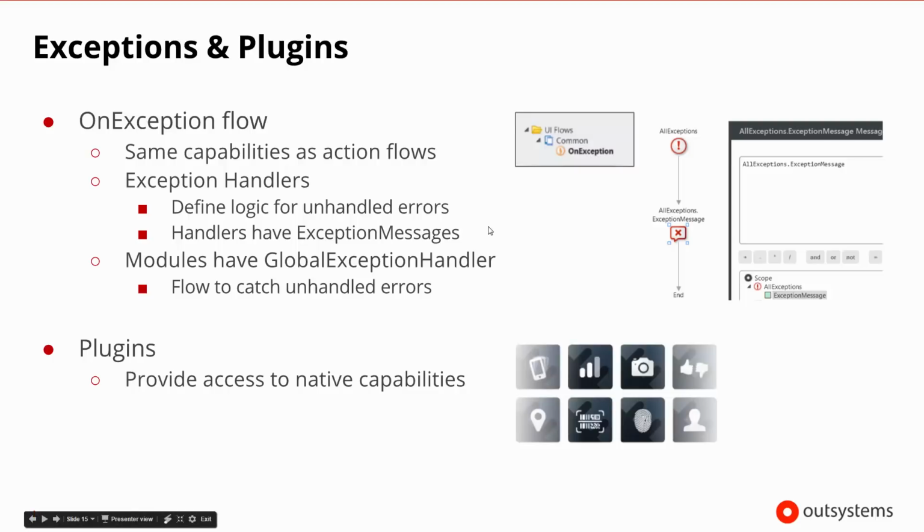Now we also need the capability of handling exceptions a little bit better. So there are now on exception flows, and they have the same type of capabilities as action flows. And those will end up having exception handlers. So we can define the logic for any type of unhandled error, and then we can also send messages back to the user describing what type of exception has occurred and giving them more information. Another thing that's been added is that the module itself has a global exception handler, and that means that that will be the flow to handle any of the errors that haven't been caught up until that point.